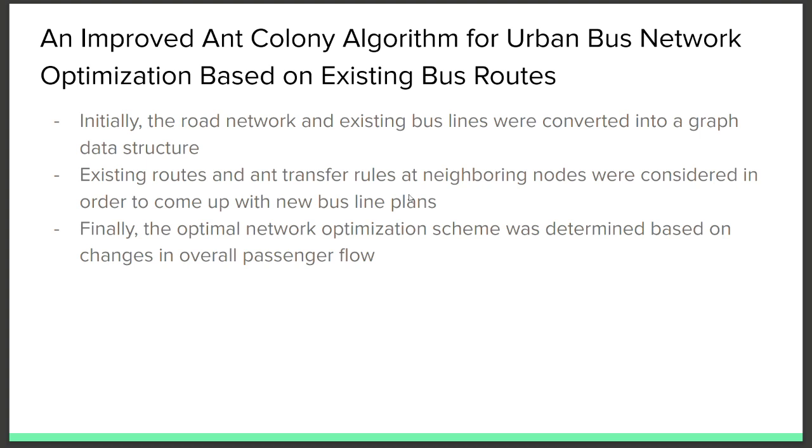In this study, the road network and existing bus lines were initially converted into a graph data structure. Then the Ant-Colony algorithm was implemented to create new bus routes where existing routes and transfer regulations at nearby bus stops were considered. Alterations in the total passenger flow across the network were used to find the best approach for network optimization. Overall, the optimization efforts have resulted in a reduction in the proportion of the entire line network, indicating an improvement in overall structure of the bus network.